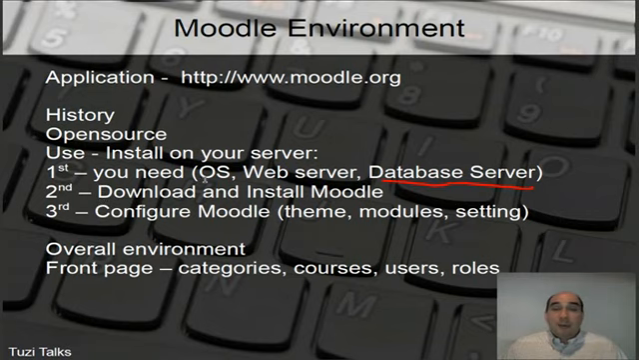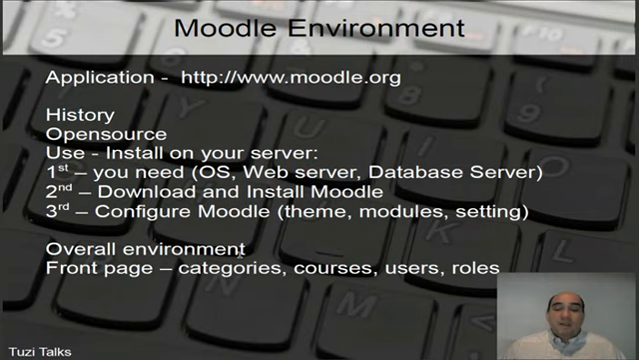After you have the operating system and the web server and the database server installed and set up, you then download and install Moodle. Go get a copy of it at that site we were just at and follow the instructions to install it. After it's installed, you then configure it with themes and modules and updating the settings. And then you have your own version of Moodle. You can do whatever you want with it.